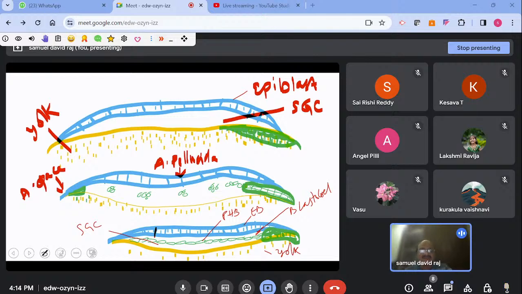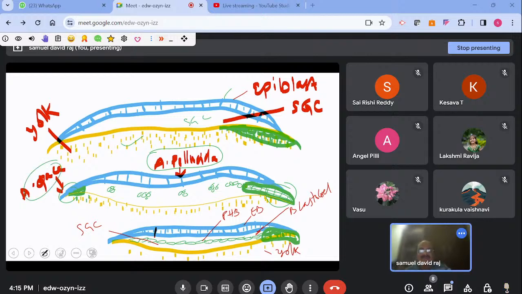So this is the epiblast and this is the subgerminal cavity or segmentation cavity. This entire thing is yolk. When you see from above, because it is separated from this, you see the central portion as transparent, called the area pellucida, and towards the periphery the cells are in contact with the yolk, hence it is the area opaca.